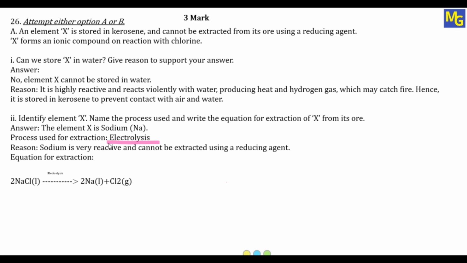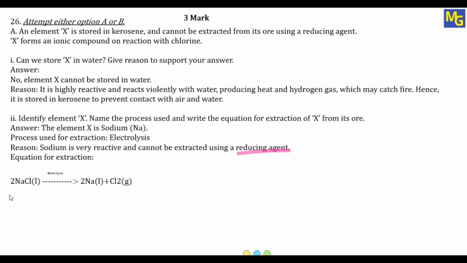What is the electrolysis process? In this we are going to supply electric current and we are going to break the ore. Lysis means breaking. By supplying the electric current, we are going to break the ore and we are going to separate our sodium. So the process is electrolysis. And the reason for this is sodium is very reactive, cannot be extracted by using a reducing agent.